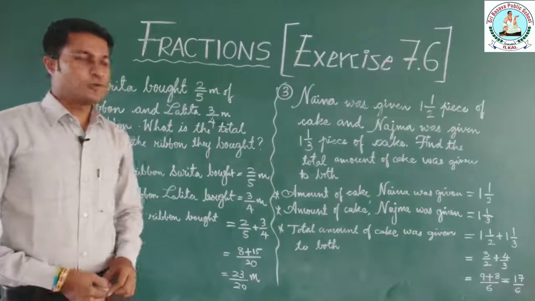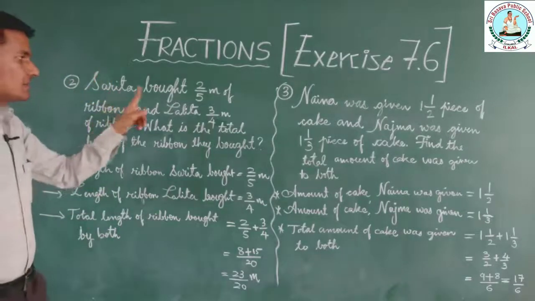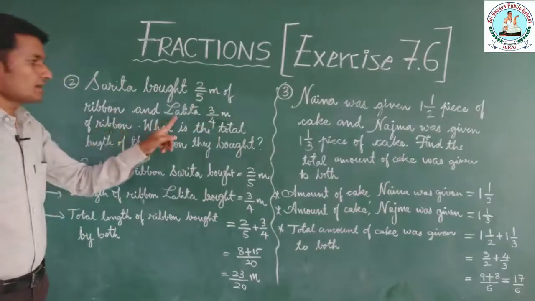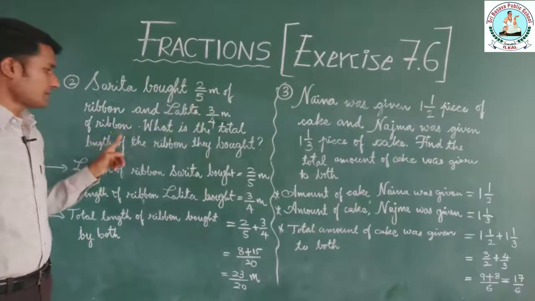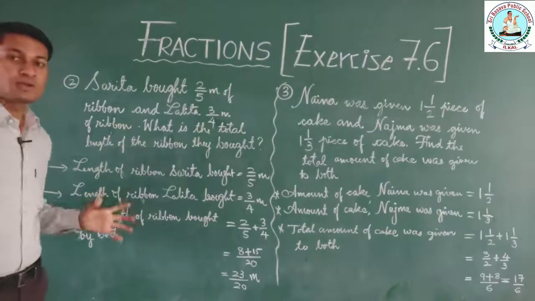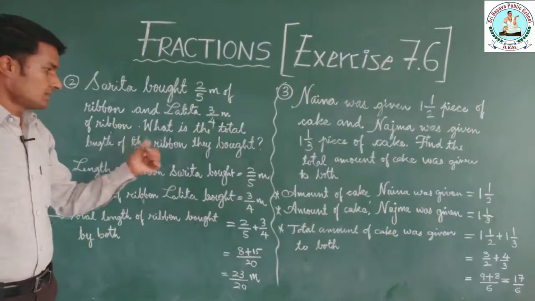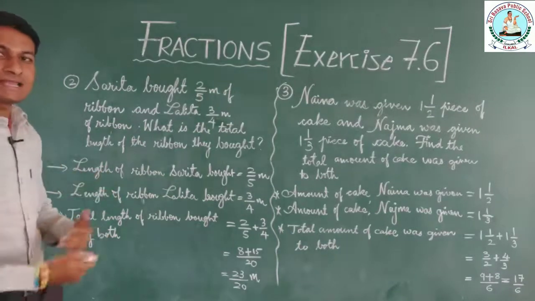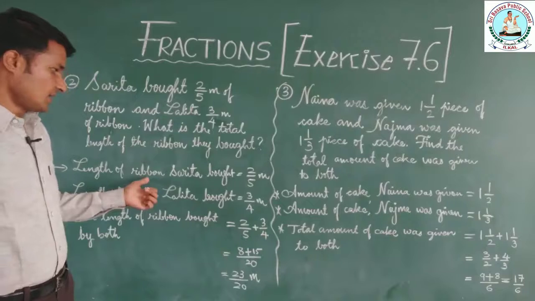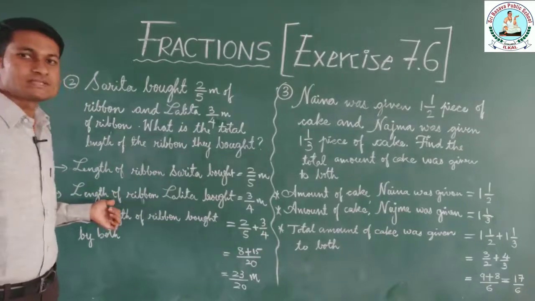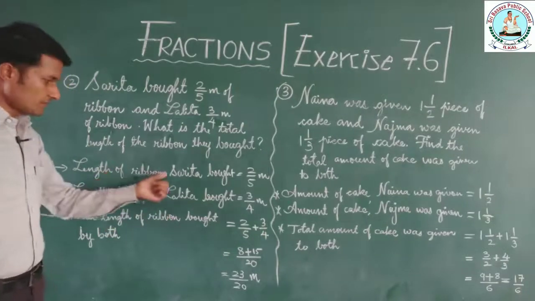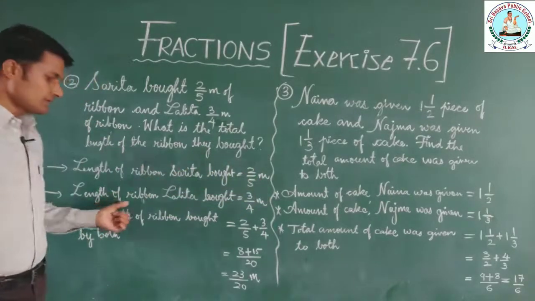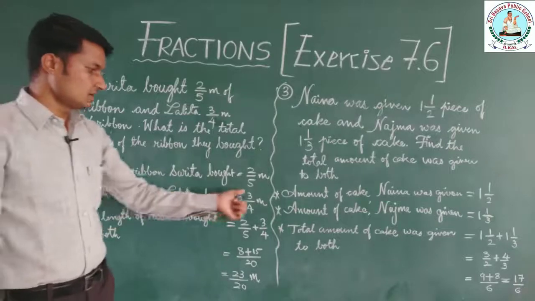Well students, let's go for the second problem, which reads: Sarita bought 2/5 meter of ribbon and Lalita bought 3/4 meter of ribbon. Then what is the total length of ribbon that they both bought? So this is the question. First we need to write what length of ribbon Sarita bought and what length Lalita bought. The length Sarita bought is 2/5 meter, and the length Lalita bought is 3/4 meter.